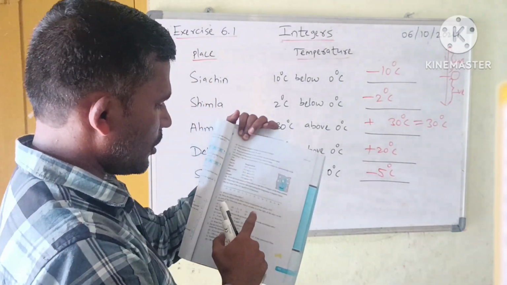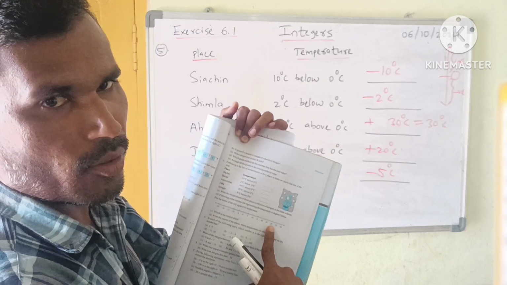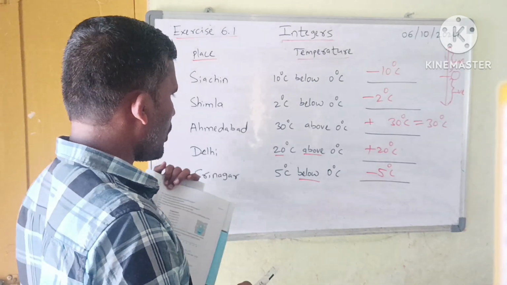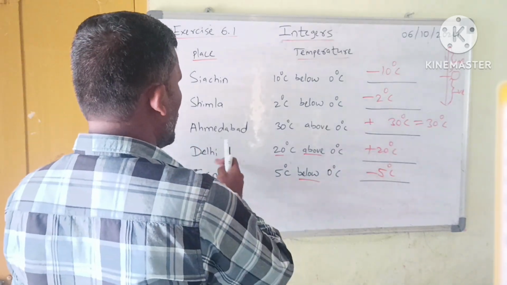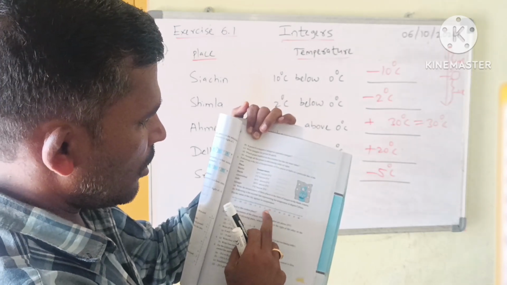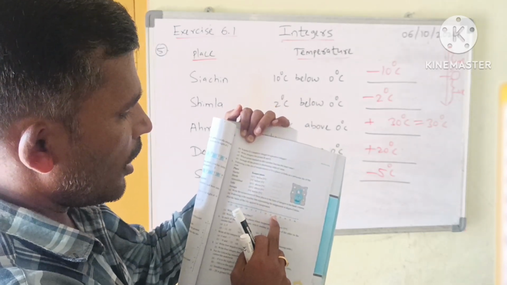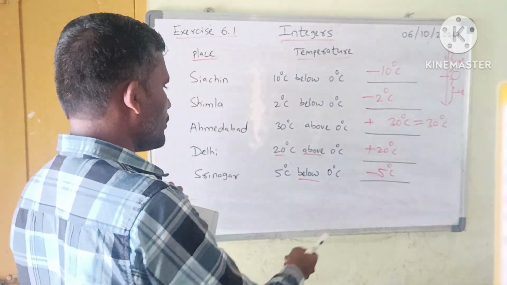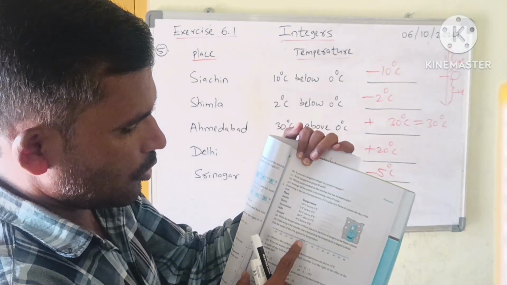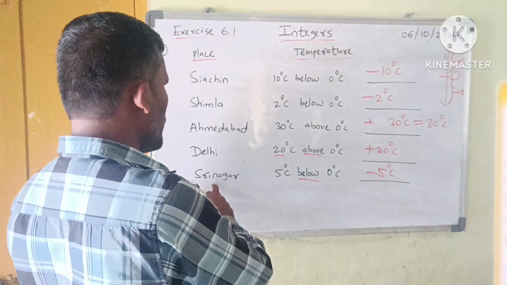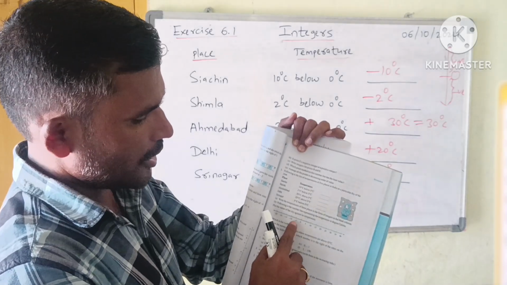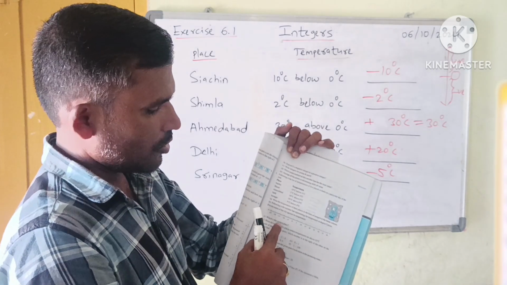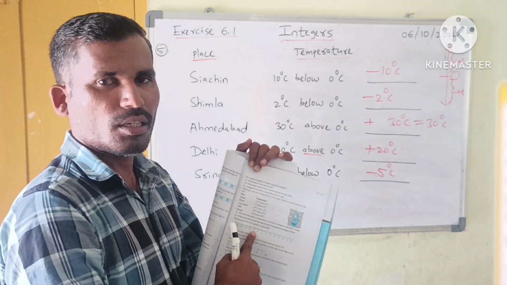So 30 degrees is here, right side to the 0. At 30 you have to take the name Ahmedabad. Next plus 20 degrees for Delhi. So plus 20 is 5, 10, 15, 20. At plus 20, you have to take the name Delhi. The last, minus 5 degrees. So 0, minus 5. At minus 5, he mentioned the name Srinagar. So here you have to write the place Srinagar.